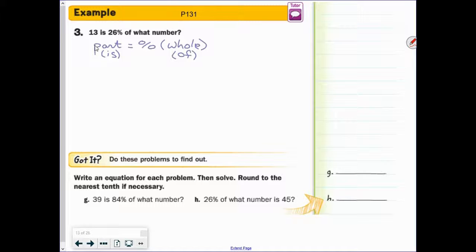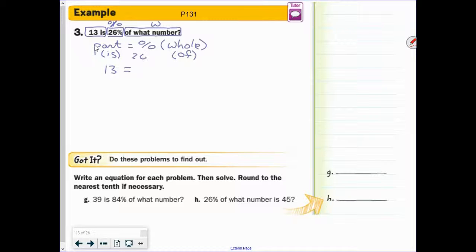In this problem, we can see that 26 is going to be our percent. Where the word of is, there is nothing after it, which indicates that we're going to be missing the whole. So we're going to need to use our variable for that. The number 13 comes before the word is. So we have our part. So we can now fill in our equation. 13 is equal to our percent.